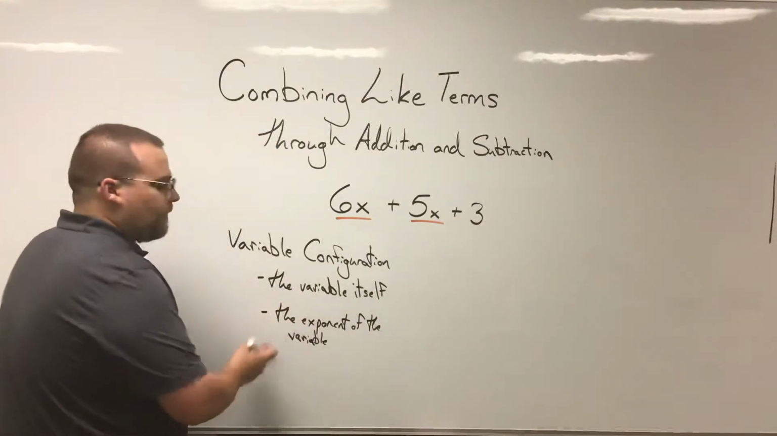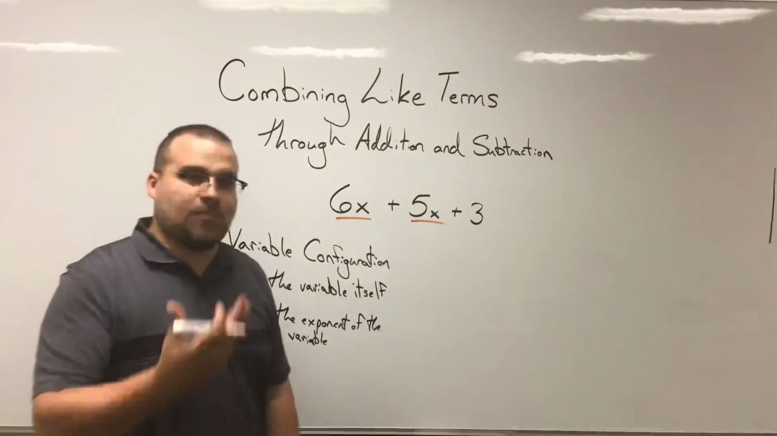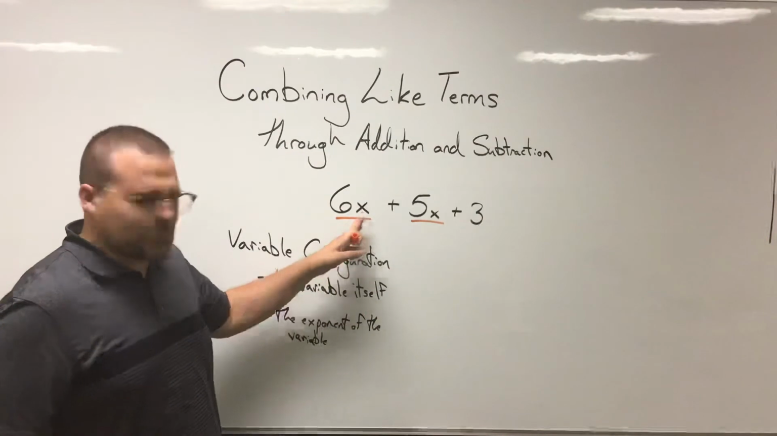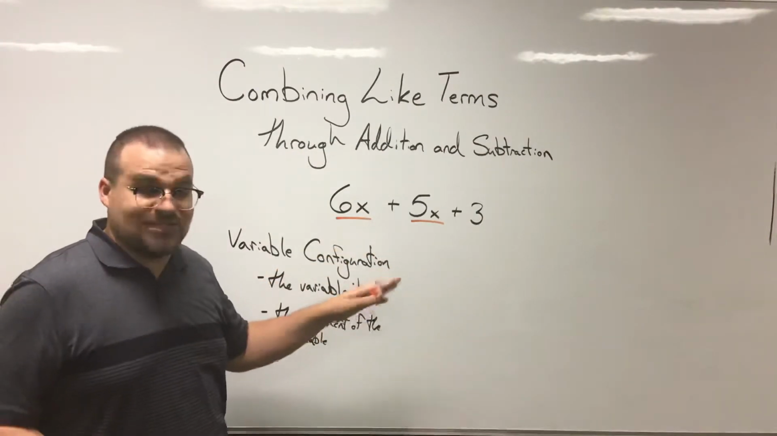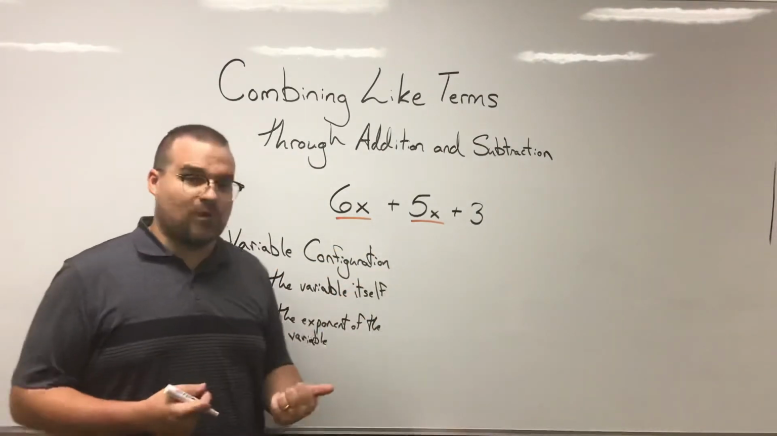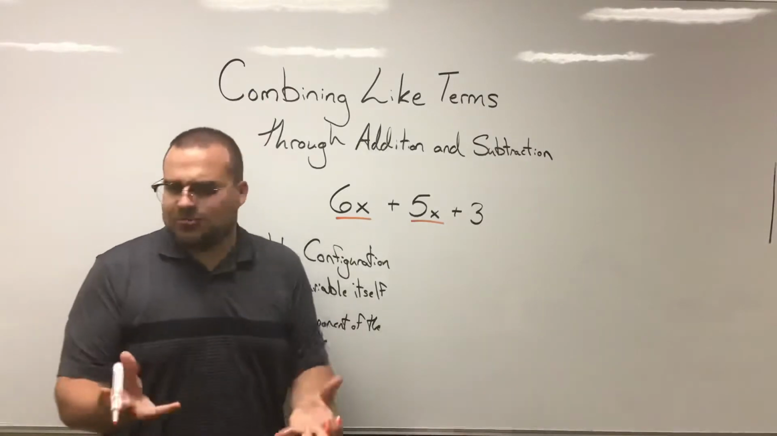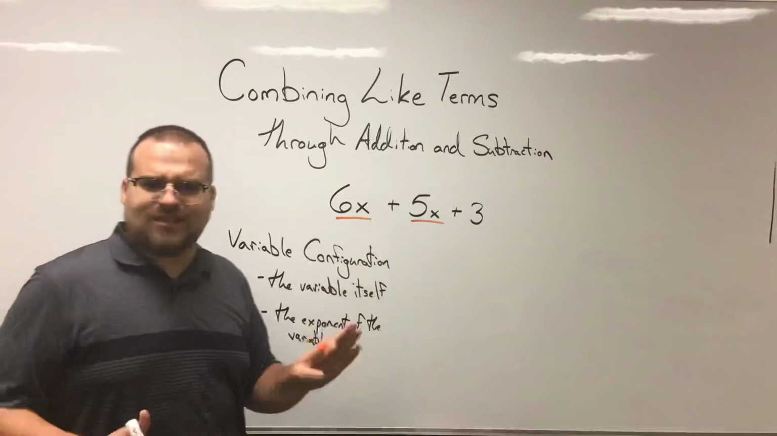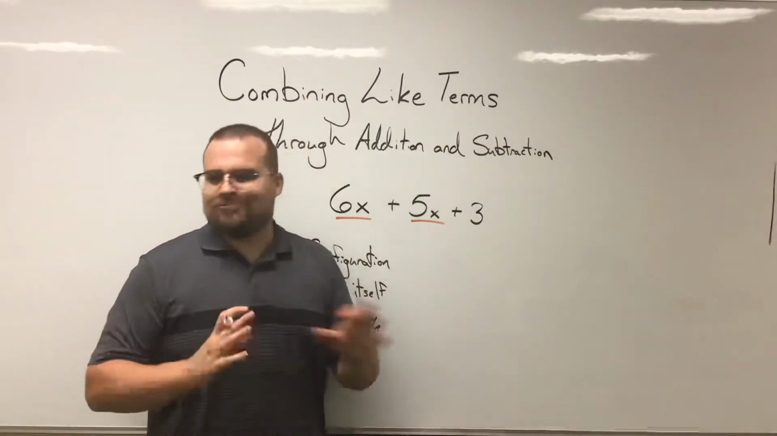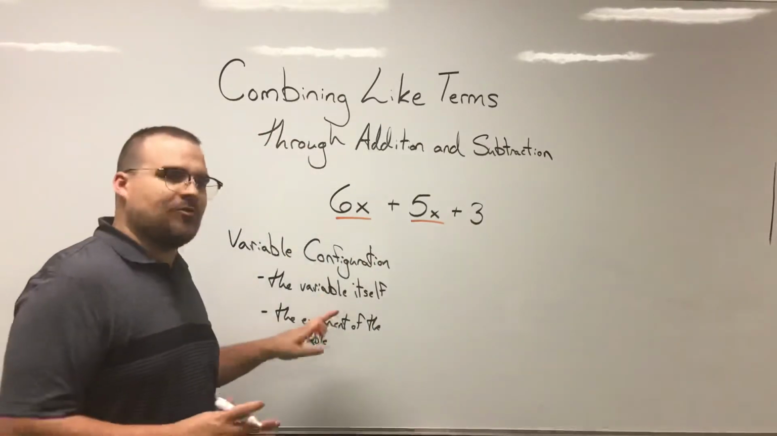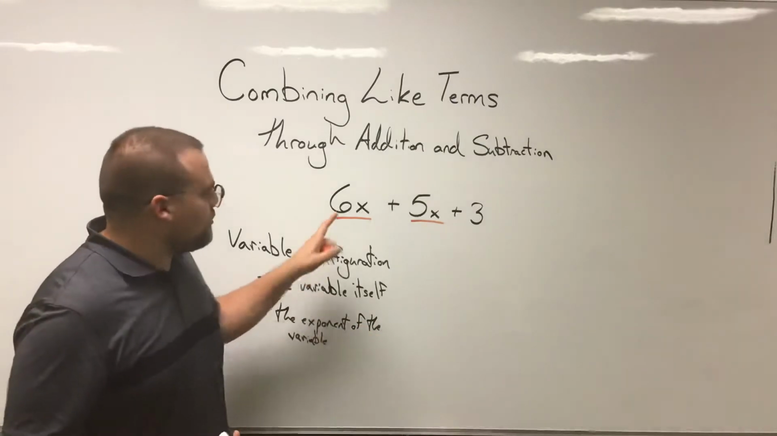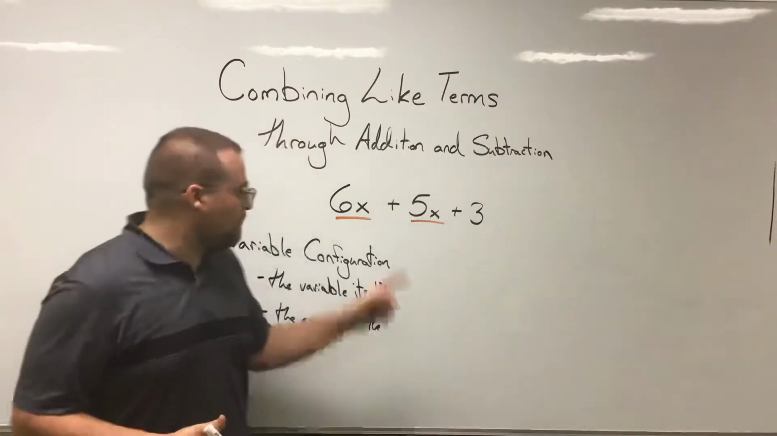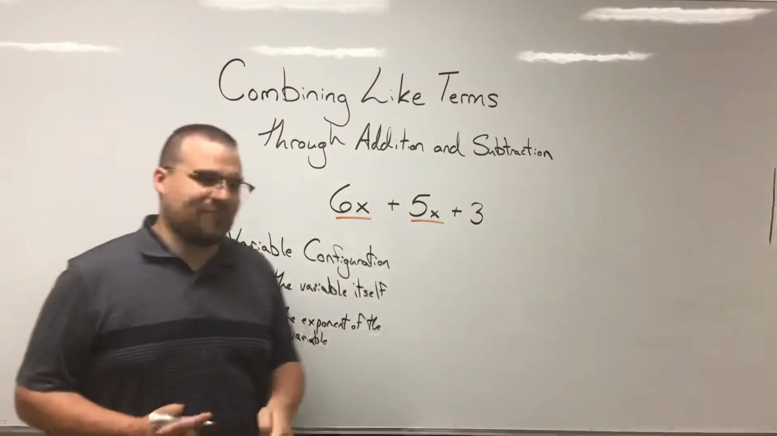And then we ask ourselves, do they have the same exponent on that variable? So let's take a look at this x. What exponent does it have? Is it 6? Because that's the number in front of it. No, you're right. That's not an exponent, right? This 6 is a coefficient. That's telling us how many we have. That 6 doesn't matter for the variable configuration. The exponent is found as a superscript to the variable itself. It's the number that would be written right here in the corner after the variable.